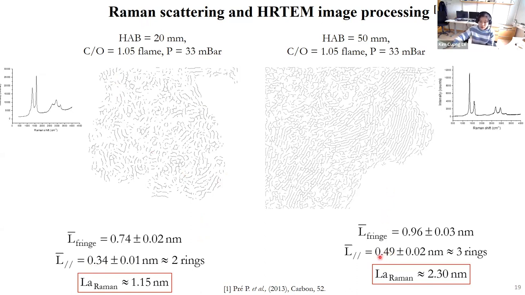If we compare this value with the value obtained from Raman, we see it's a big difference. So what we can say here is, if we want to consider the maturity of our sample in the flame, we should use one technique. We should not compare the value obtained from Raman with the value from high resolution TEM imaging, because each technique will give a different value.